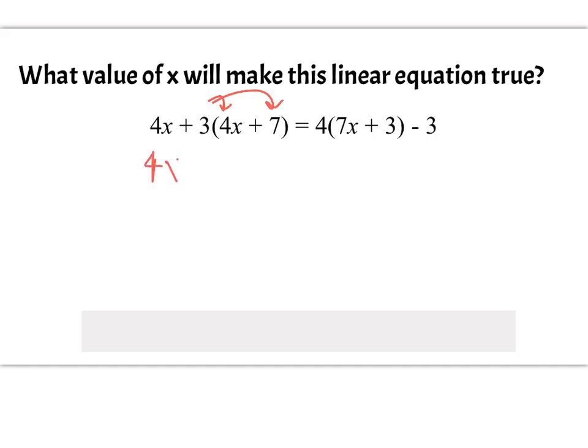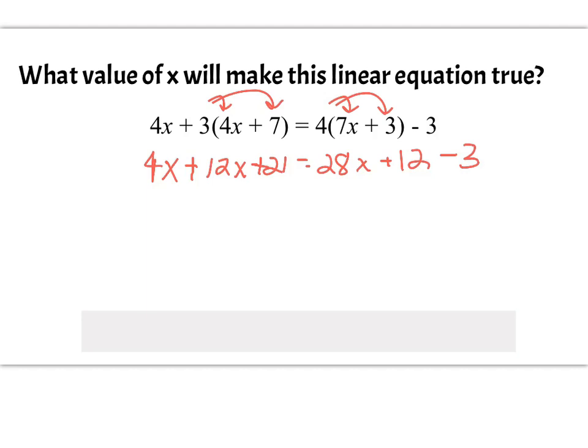Right now I'm not doing anything with this 4x, so I'm just going to bring it down. 3 times 4 is 12x, and 3 times 7 is 21. On the other side, I need to do 4 times 7x, which is 28x, and 4 times 3, which is 12. Bring down my minus 3. Make sure everything that I've got on here you also have on your paper.